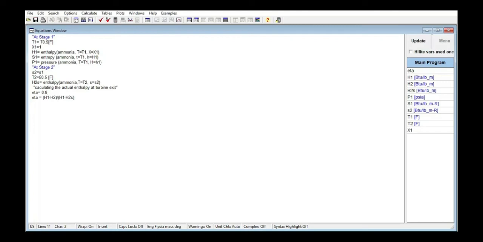Okay, now we will go to stage 3. We will write it as stage 3. At this point it is back into the saturated liquid state, so quality will be 0, x2 is equal to 0, and the temperature value will also be the same as T2. So we'll calculate the enthalpy as H3 is equal to enthalpy, ammonia, and quality is equal to x2, and temperature is equal to T2.